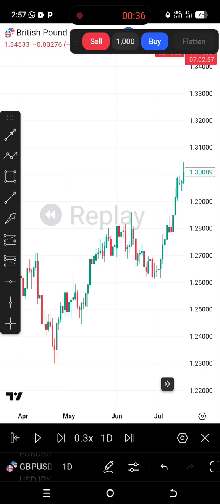Bullish, that is when it moves up. Bearish, when it moves down. And consolidation or sideways, when it's not moving up or down.